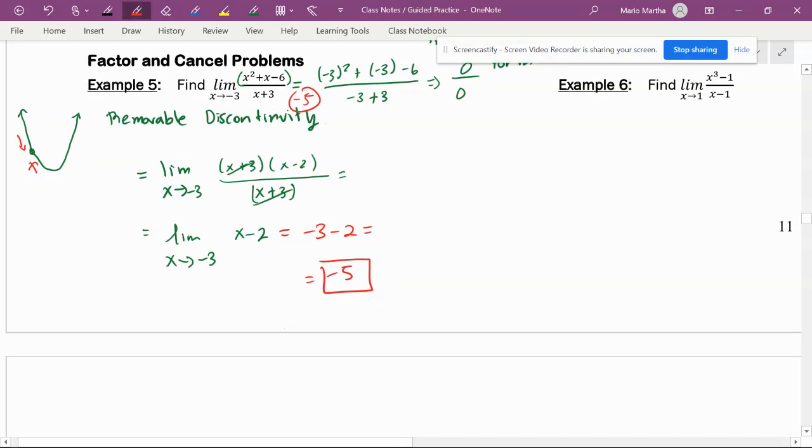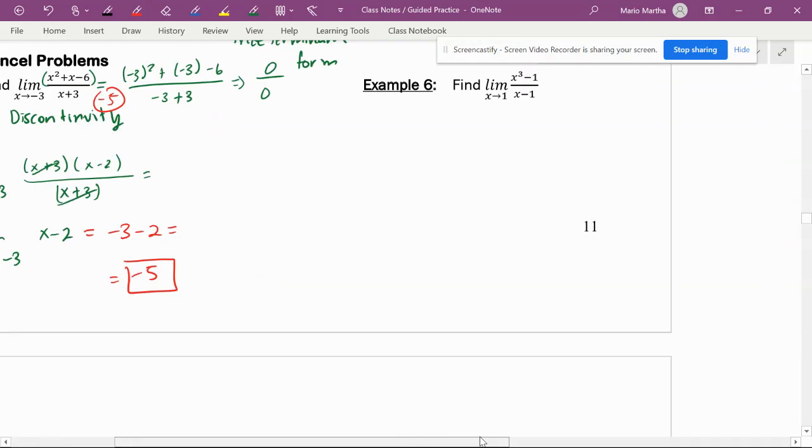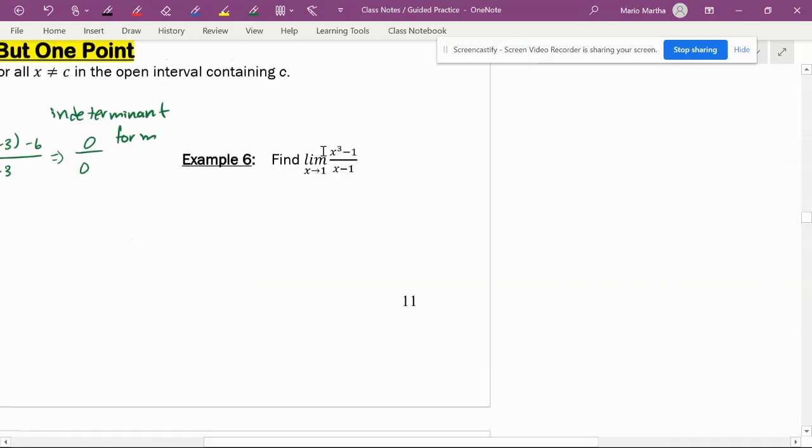All right, so let's look at example 6 now. We want to find the limit as x approaches 1 of (x cubed minus 1) over (x minus 1). Again, if we try direct substitution, you'll notice that we have (1 cubed minus 1) over (1 minus 1), which is again 0 over 0. So again, we get an indeterminate form. So let's try to factor this.